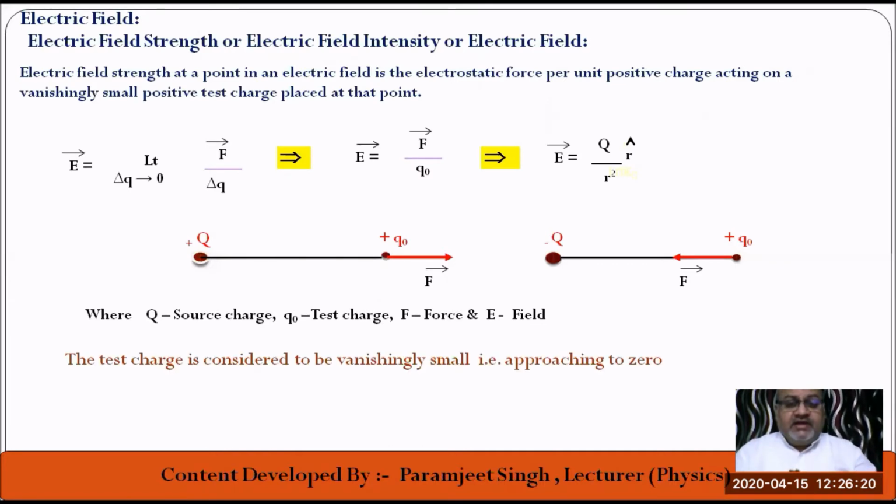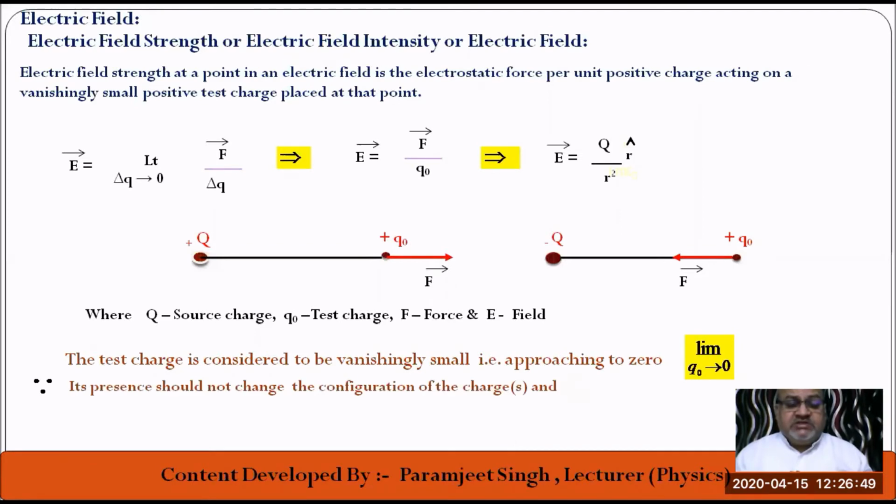So now, why is the test charge considered to be vanishingly small, that is, approaching zero? Why this condition? Why do we put the limit that test charge tends to zero, Q naught tends to zero? Why? Think over it. The reason is very simple. Because the presence of the test charge should not affect the configuration of the source charges.